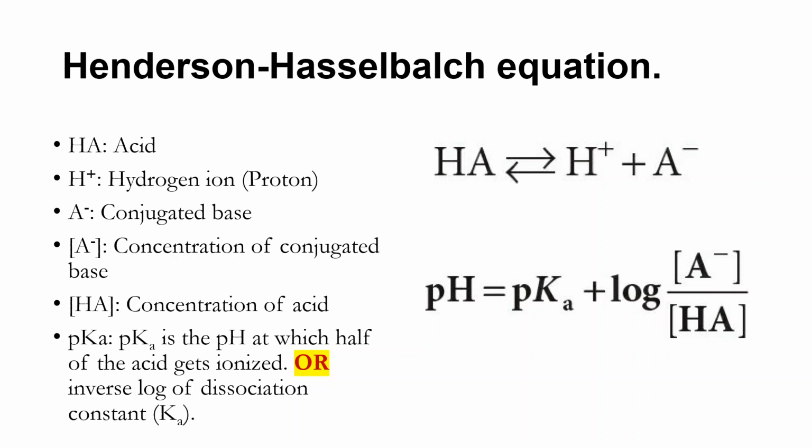Now the Henderson-Hasselbalch equation. In this equation, if HA is an acid, in a solution it will dissociate into a proton and a base, as we discussed initially. So the pH of the solution will depend on the dissociation constant of this acid in a solution, how fast it is being dissociated. And a strong acid will be completely dissociated.